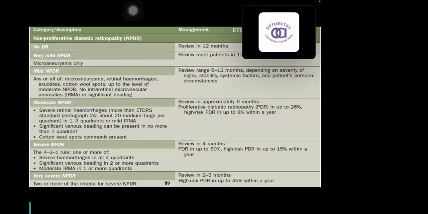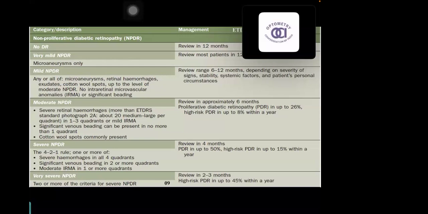So in NPDR, the changes are confined to the existing retinal vessels. There is no new vessel growth at this stage. The earliest sign is the formation of microaneurysms, tiny circular outpouchings of capillary walls caused by pericyte loss. They appear as small red dots on fundus examination and are best seen in the posterior pole. As the disease progresses, we see dot and blot hemorrhages due to ruptured capillaries. These are usually located in the deeper retinal layers.